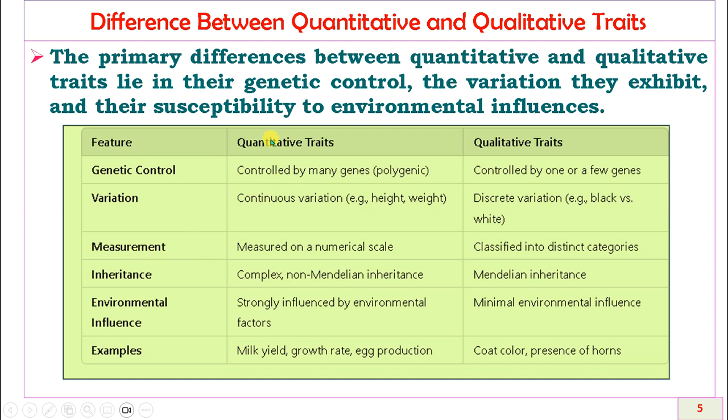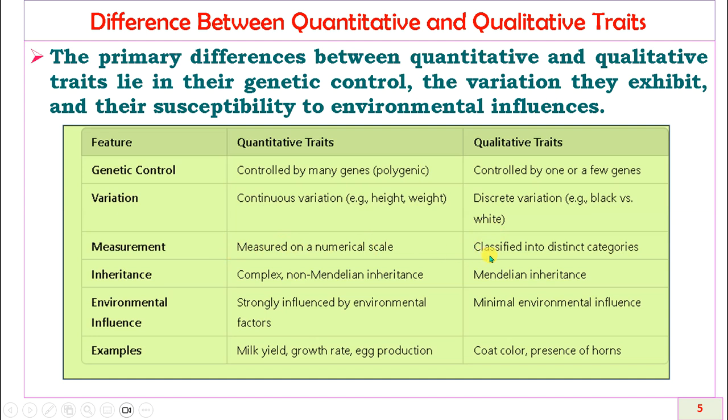The measurement of quantitative traits is on a numerical scale; the total quantity is measured. Whereas quality cannot be measured on this scale, and qualitative traits can be classified into distinct categories like black, white, yellow, or sometimes the colors or the structure of the neck or the leg. So they cannot be measured, whereas quantitative traits can be measured. Inheritance of quantitative traits is a complex phenomenon. It is not going to follow the Mendelian inheritance law, that is, the dominant and recessive law. It is not going to affect the quantitative traits.